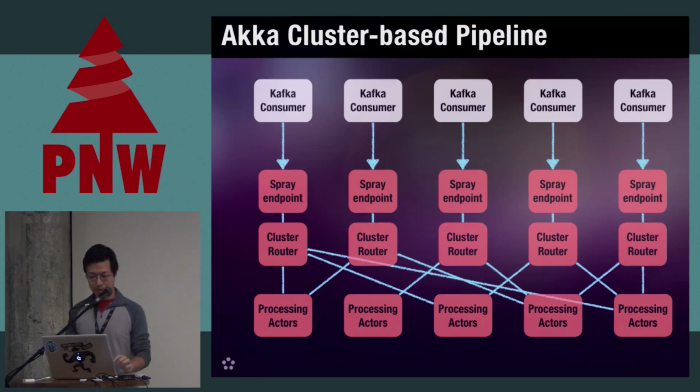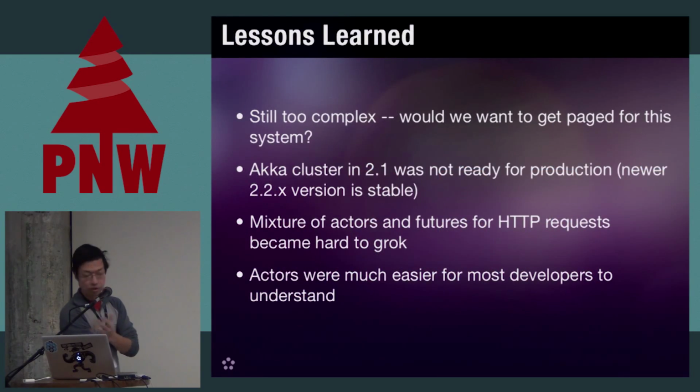So this was fine. We got it up and running on a production cluster. However, this was still too complex. The question again became, do we want to get paged for this system? There are, again, multiple nodes talking to each other. And we found that in 2.1, at least, Akka Cluster wasn't ready for production yet. There were still nodes going down, and we wouldn't be able to bring them back up. I think the new version is actually pretty stable now. It's no longer experimental; it's at 2.2.1 now. So don't let this dissuade you from using it. I was just saying that at that point, it was not ready.